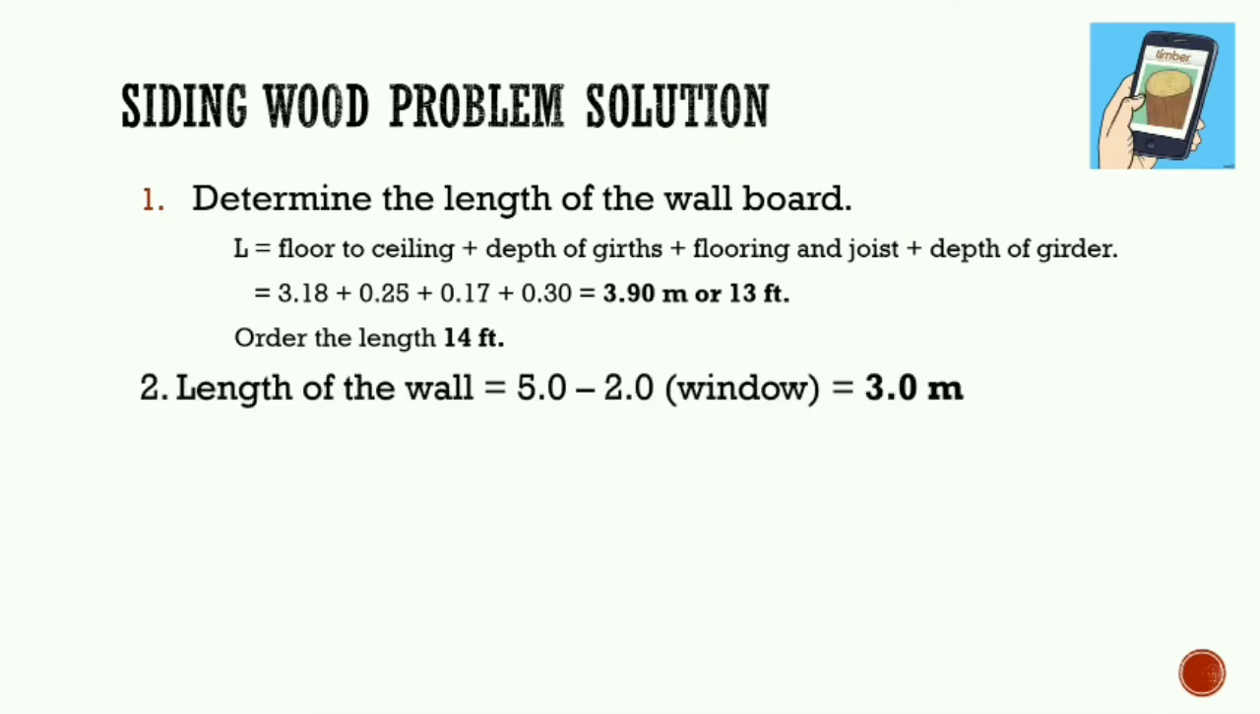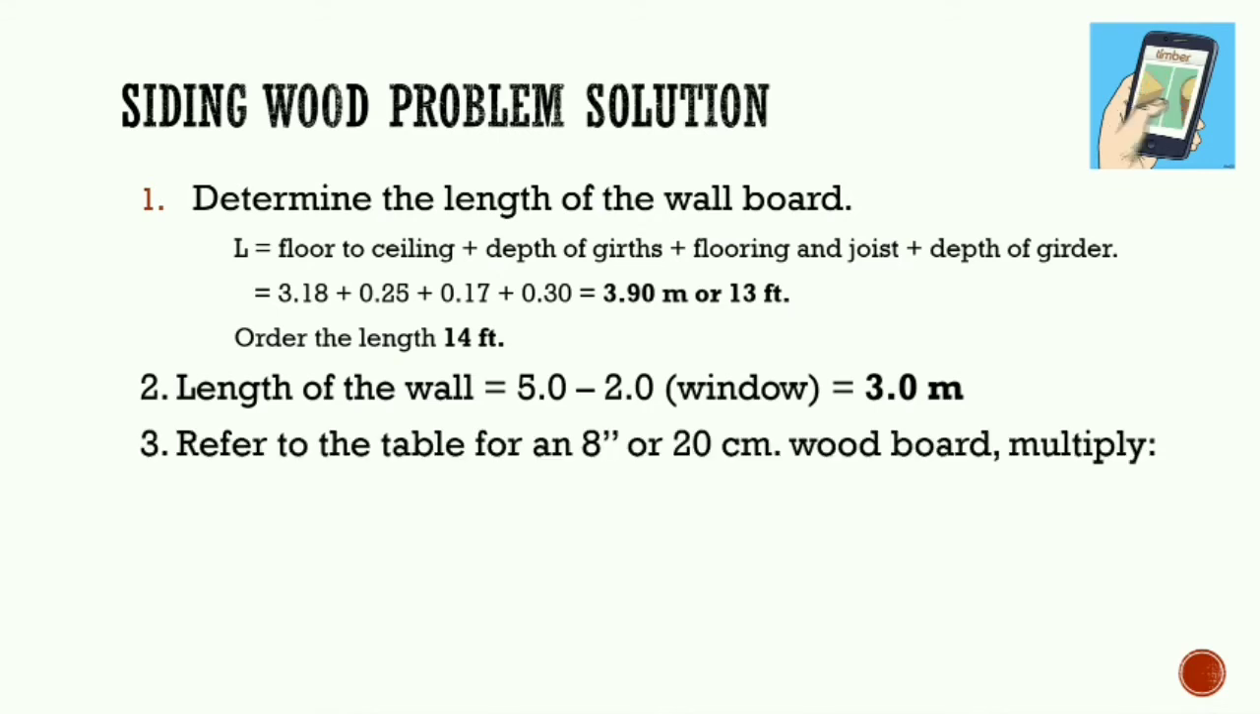Always add its length. The length of the wall is 5 meters. So you need to subtract 2, which is the length of the window, and it will then be equal to 3 meters.